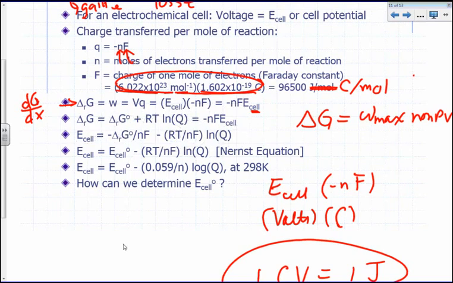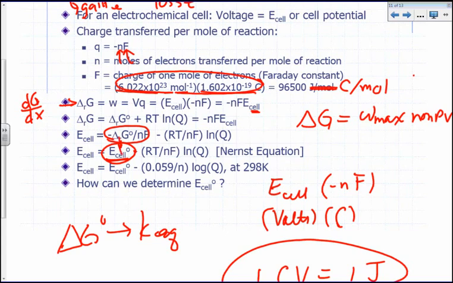Now we can define this term right here. We'll define this as the standard cell potential. So E cell naught would be your standard cell potential. That's related to your delta G naught over nF. Now earlier we said if we know delta G naught, we can figure out KEQ. So what this means is if we know the standard cell potential, we can figure out delta G naught, and if we can figure out delta G naught, we can figure out KEQ.